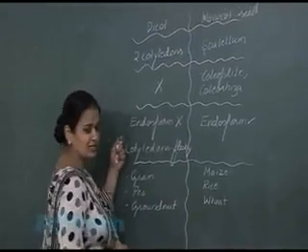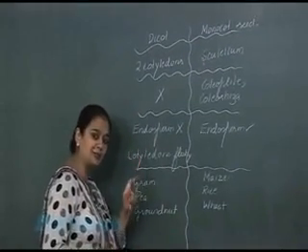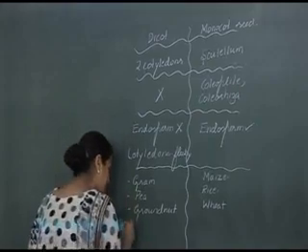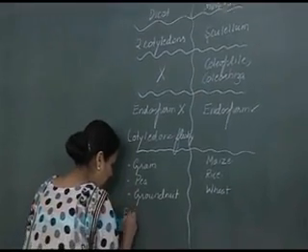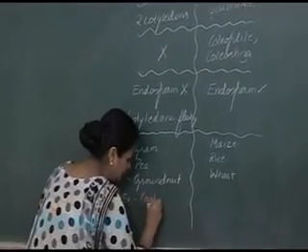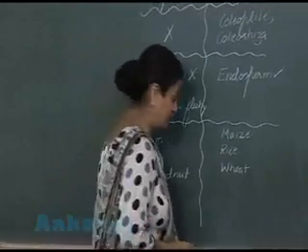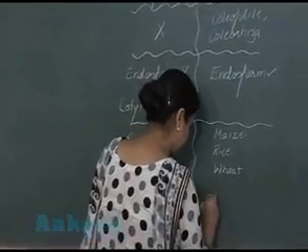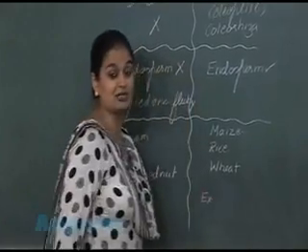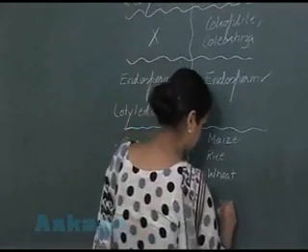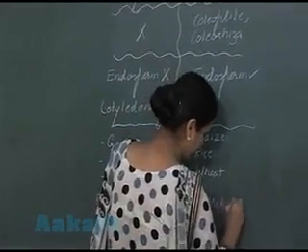Now here I have to cite certain exceptions. In a dicot seed, generally endosperm is absent, but the exception you write here: one exception for this is castor. And in the case of the monocot seed, the exception where the endosperm is absent is orchid.